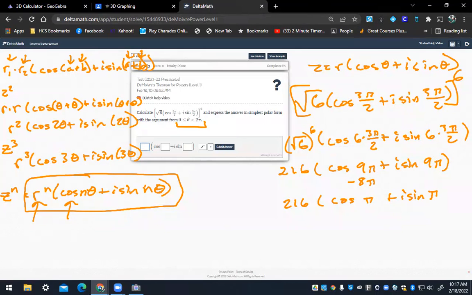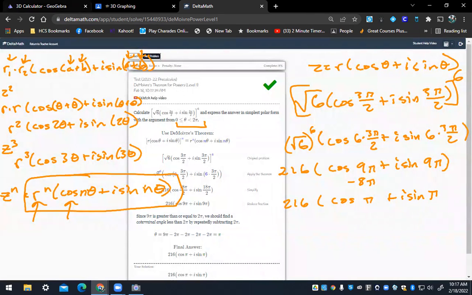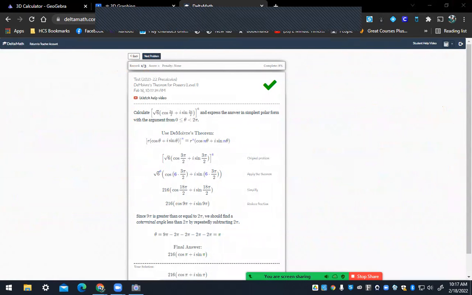So we're going to do that. 216 cosine of pi, and hopefully this is correct. Yay. All right, but then you see DeMoivre's theorem right here.